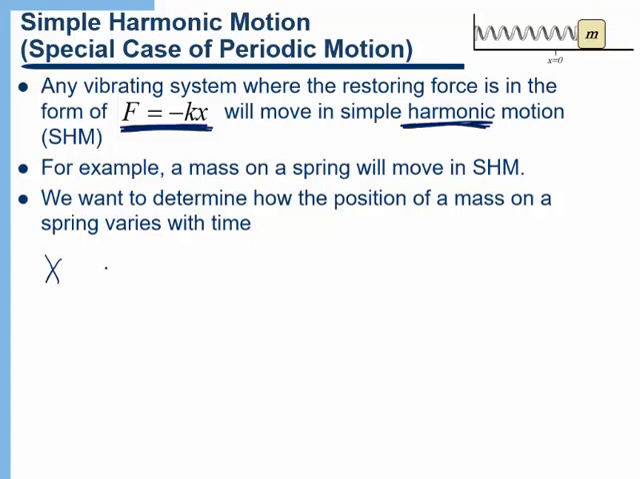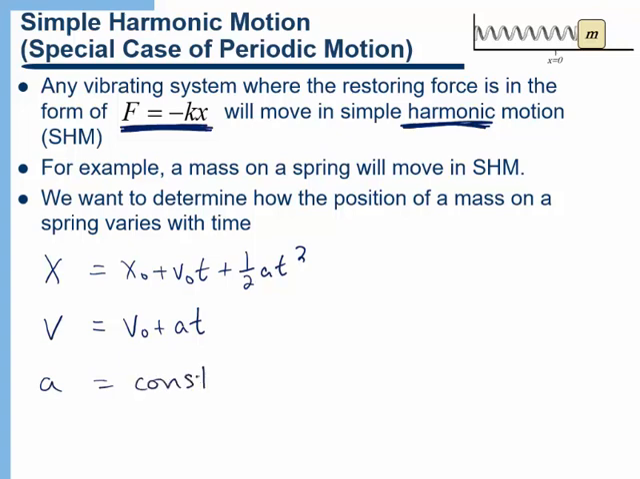Now, if we could use kinematics, we'd already know the answer. We know that x is equal to x naught plus v naught t plus 1/2 at squared, and v is equal to v naught plus at, and a is constant for kinematics. Now, all of these are just functions of t, right? So x is a function of t, v is a function of t, a is a function of t. We don't usually use that notation in physics, but just to emphasize, those are the equations that give us position, velocity, and acceleration as a function of time when we've got a case of constant acceleration.